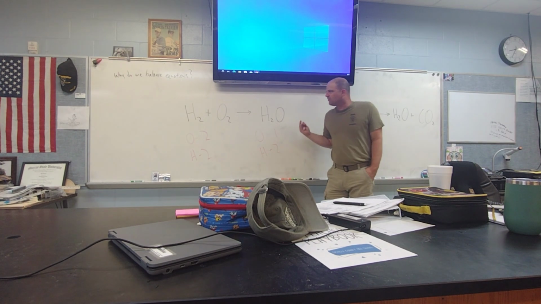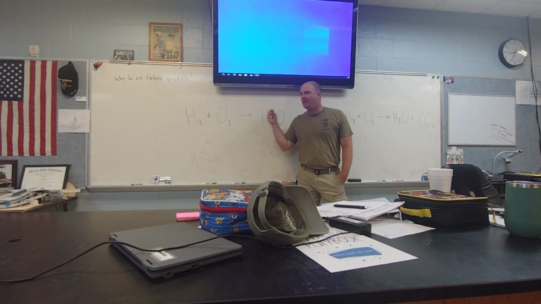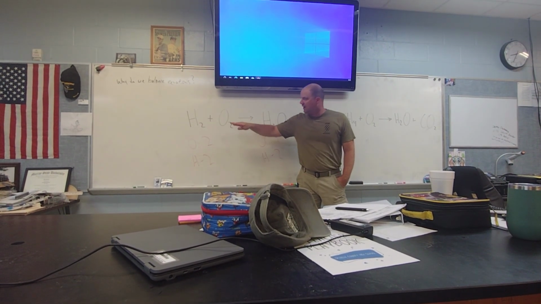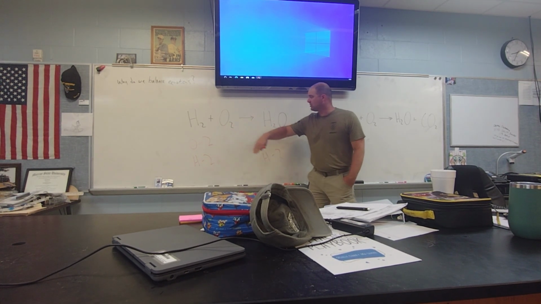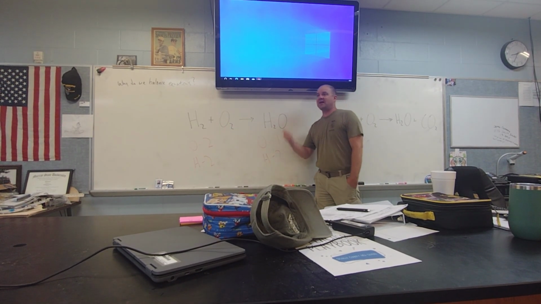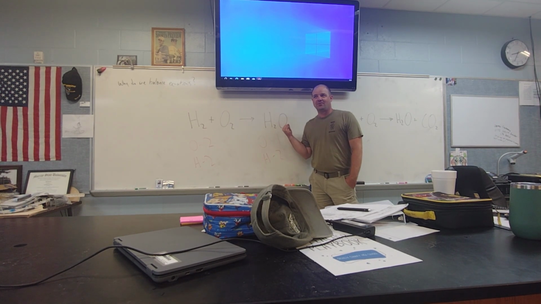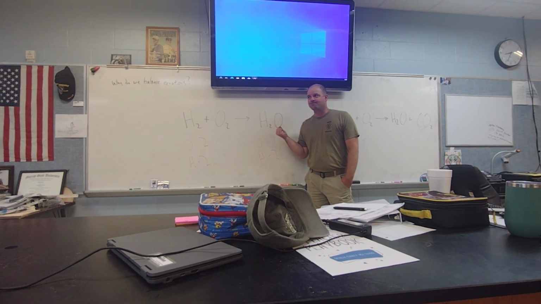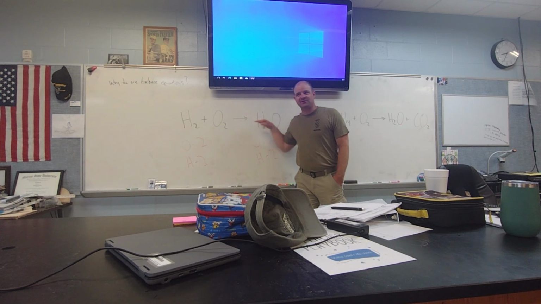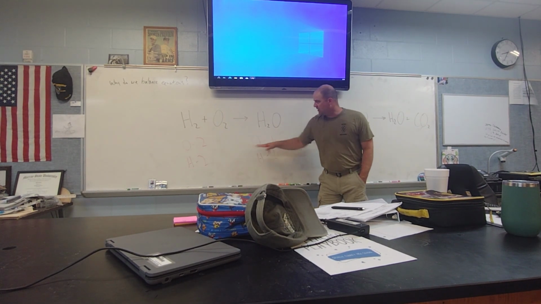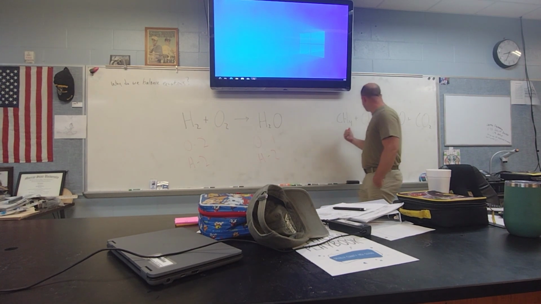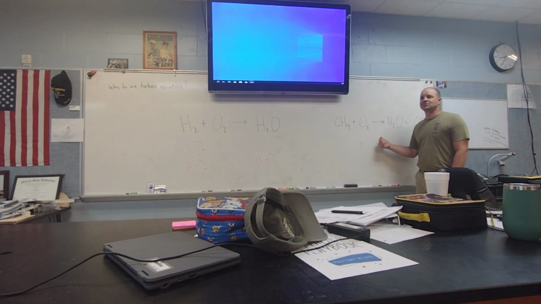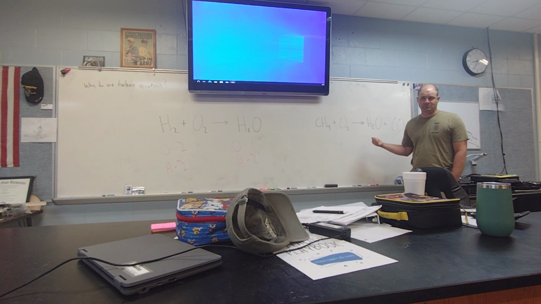So why do we balance equations? Because we want to know how many molecules of hydrogen H2 and how many molecules of oxygen O2 it takes to make how many water molecules, right? This isn't correct. We know that because we'd be destroying some oxygen. In the equation over here, we would be destroying some and creating some.